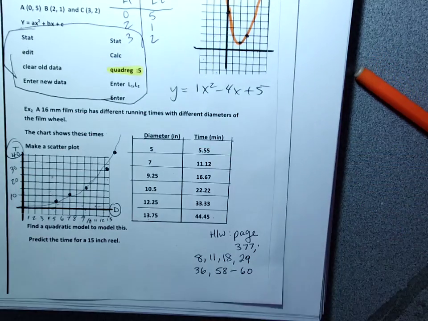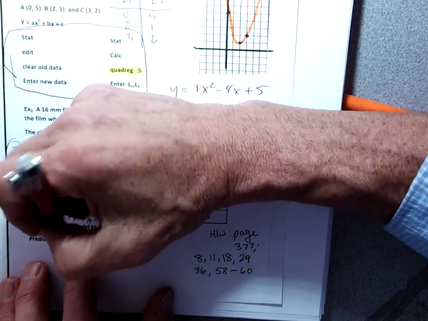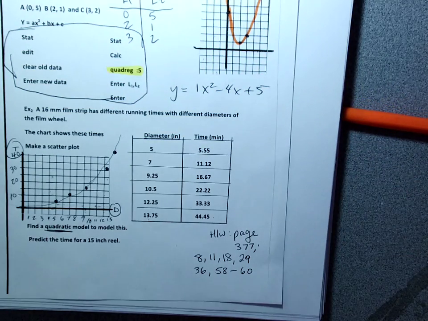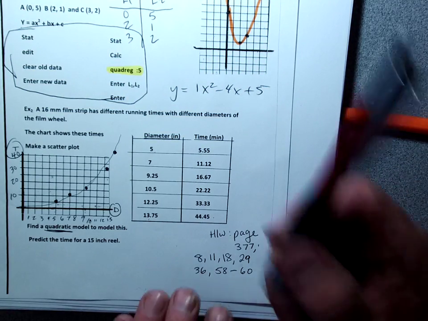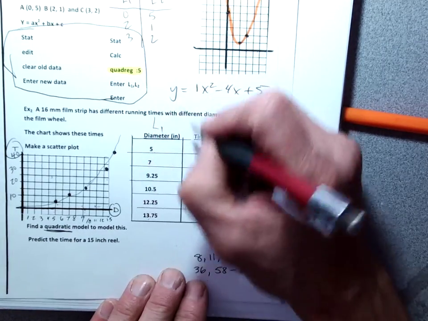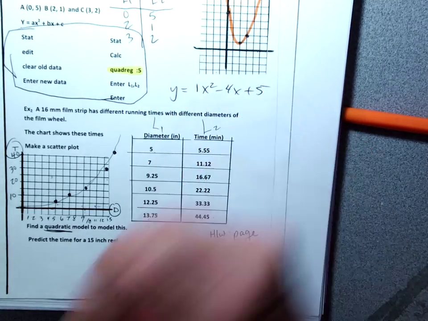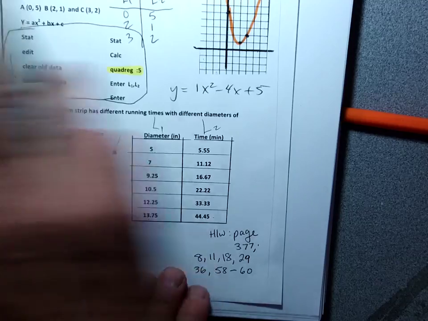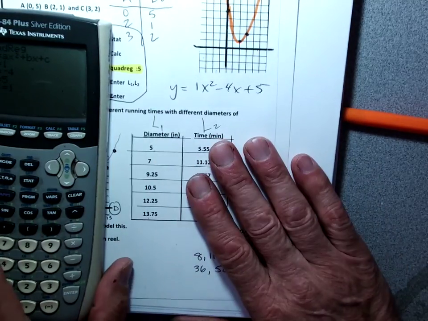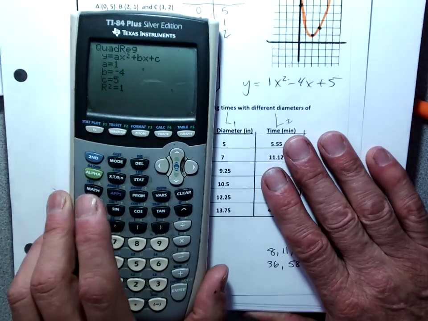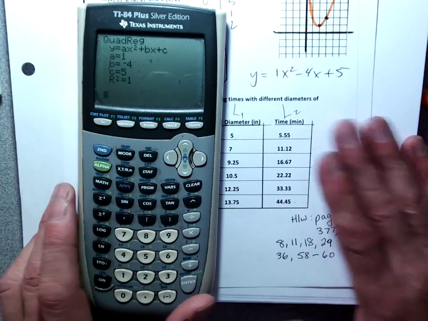So if we want to find the quadratic model, which is what we're going to look for, we want the quadratic model to model this, let's put our data in. Let's let this be list 1. Let's let this be list 2, okay? So I'm just going to use my calculator. We'll go through this again with you so you can see it.